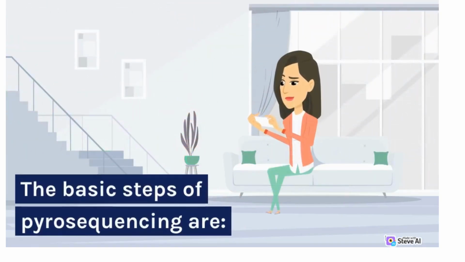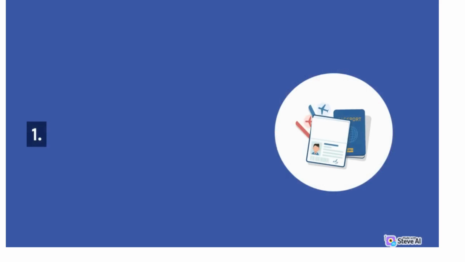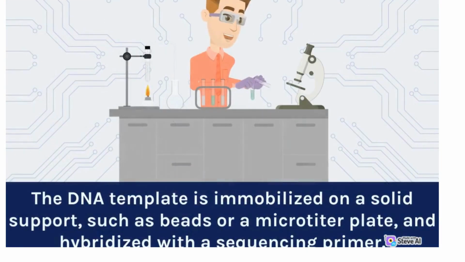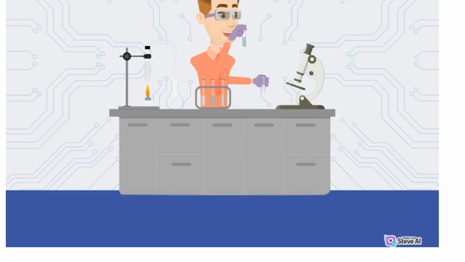The basic steps of pyrosequencing are: 1. Preparation of the DNA template. The DNA template is immobilized on a solid support, such as beads or a microtiter plate, and hybridized with the sequencing primer.